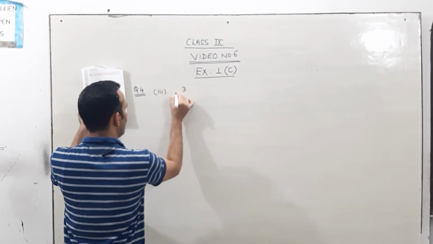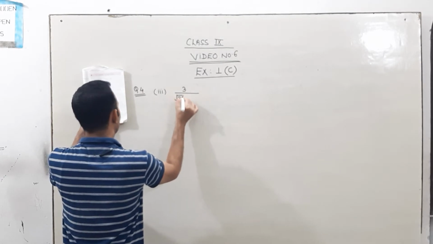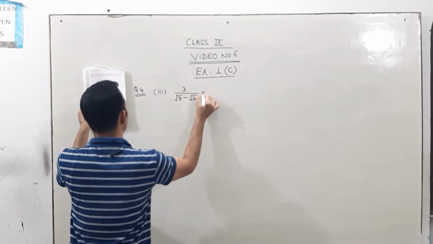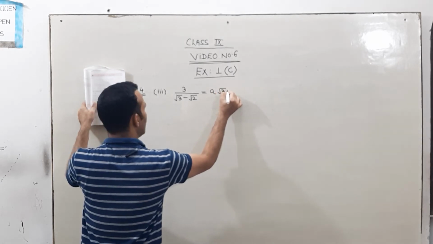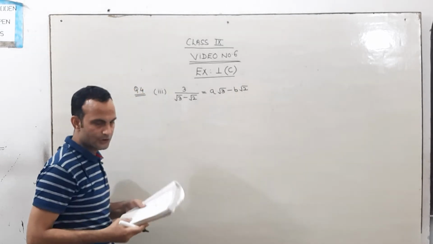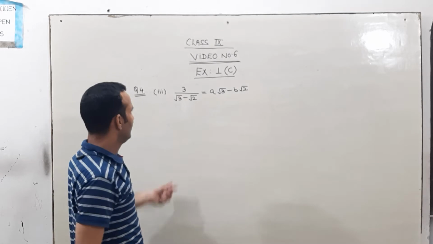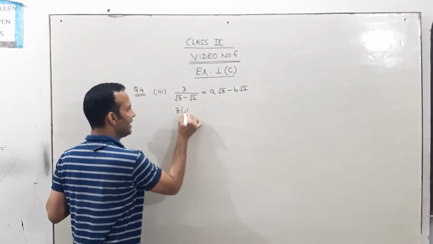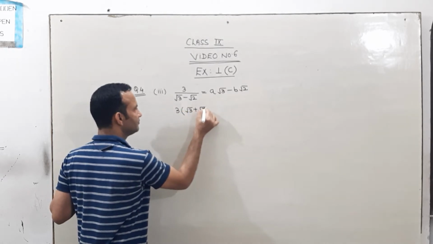3 upon root 3 minus root 2 is equal to a times root 3 minus b times root 2. See, in this situation we have already studied that we have to rationalize the denominator. 3 is multiplied with root 3 plus root 2.